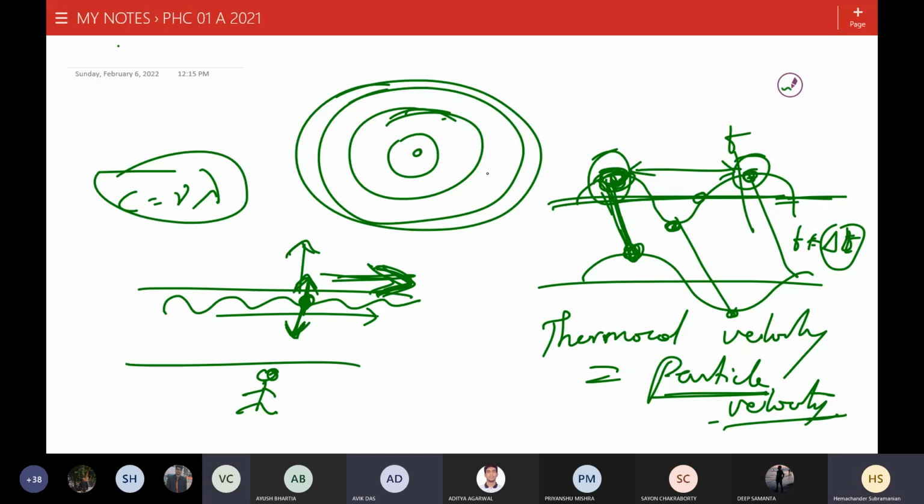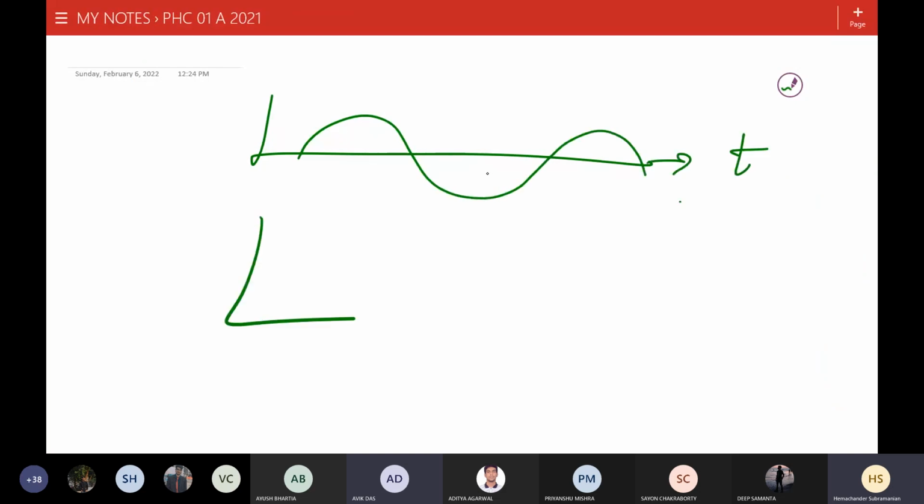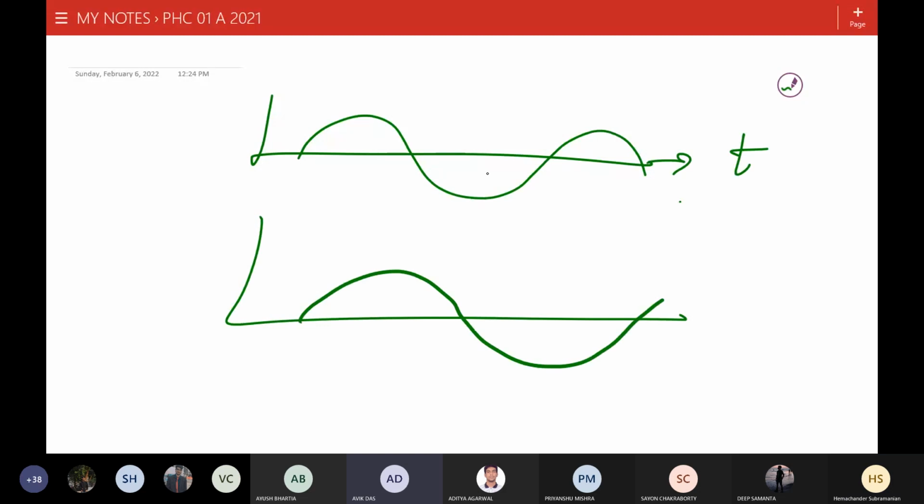So what is wave velocity? The simplest explanation is very simple. I mean, you guys already know this. You have a wave at time t. It's simply the wavelength lambda divided by the time period.